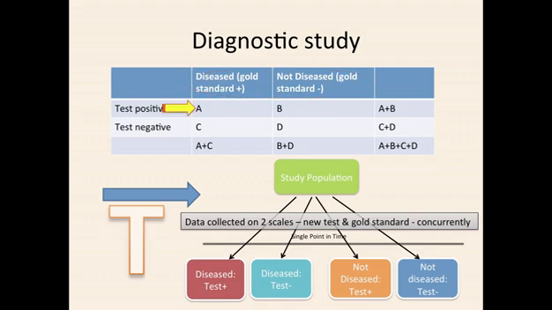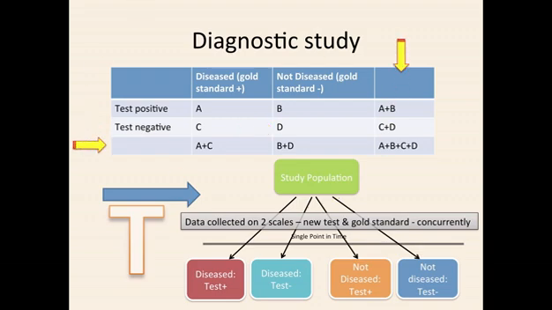Cell A represents the number of depressed individuals that test positive. These subjects represent the true positive group. Cell B represents the number of depression-free individuals that test positive. These subjects represent the false positive group. Cell C represents the number of depressed individuals that test negative. These subjects represent the false negative group. Cell D represents the number of depression-free individuals that test negative. These subjects represent the true negative group.